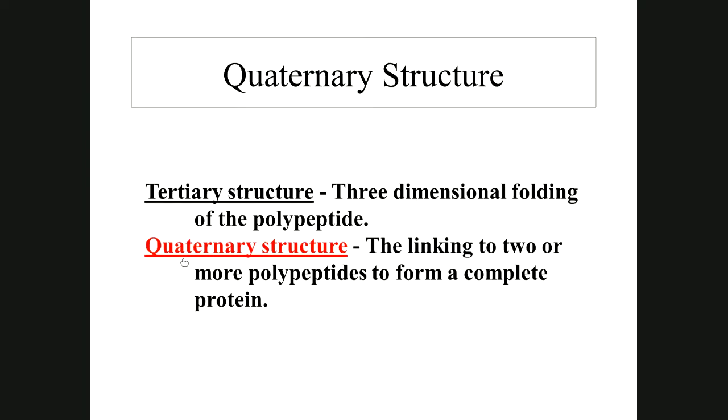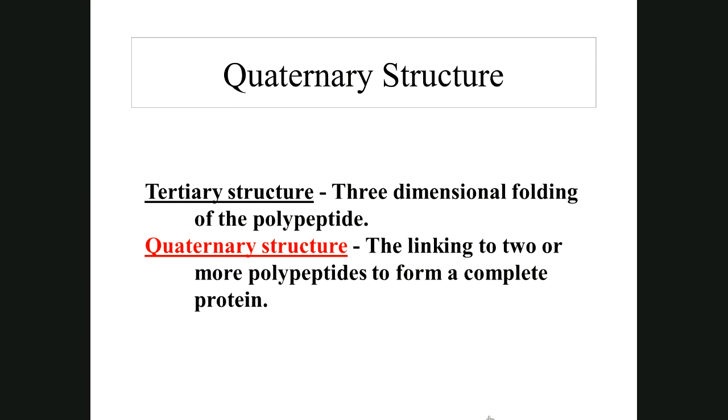Now the quaternary structure, the linking of two or more polypeptides to form a complete protein. So quaternary, that's the fourth. Quad, quarter is a fourth. This is the fourth structure. The linking of two or more polypeptides, two or more tertiaries, to form a complete protein. Okay, so just because it's tertiary doesn't mean that it's going to be working by itself. It may have to be joined to another molecule to work.